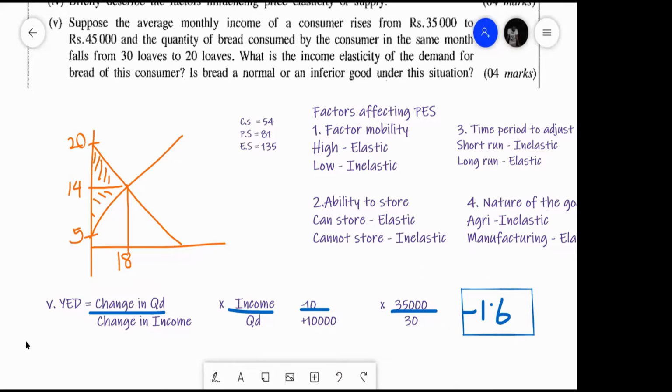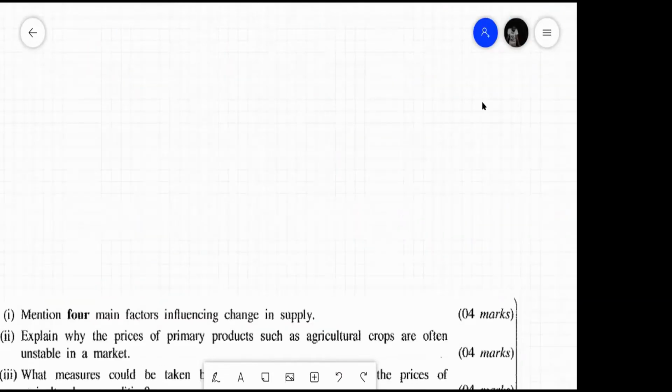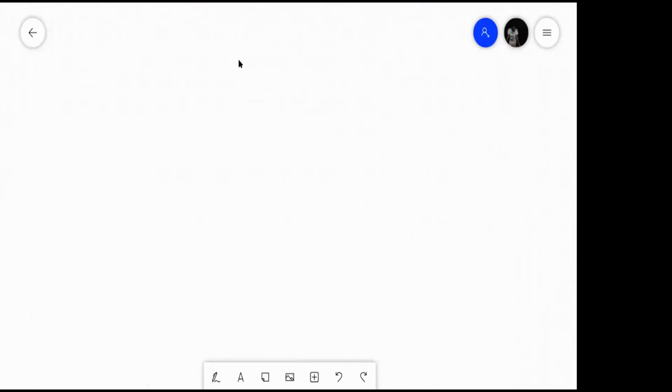Three more questions to go. Now see, the new syllabus has 2 questions from these units. Unit 2, there is 1. Unit 3, there is 1.